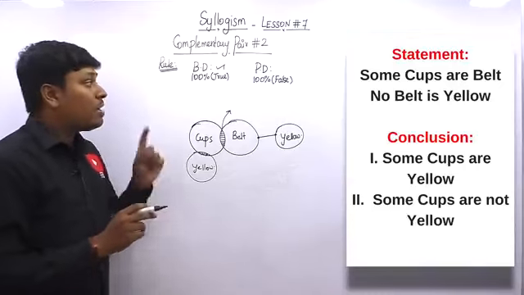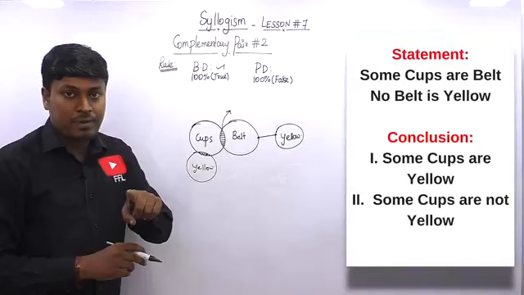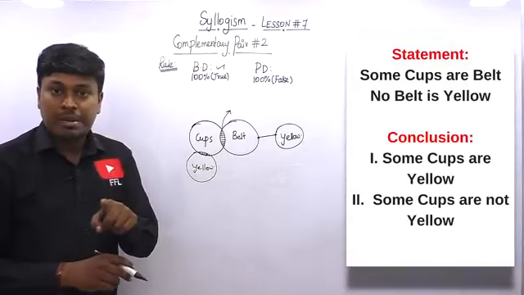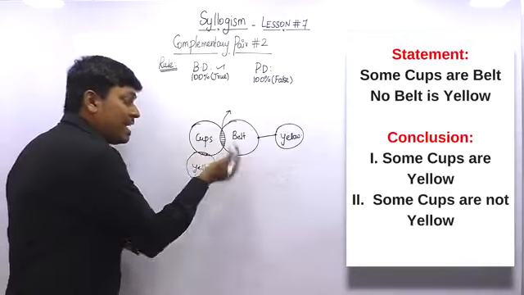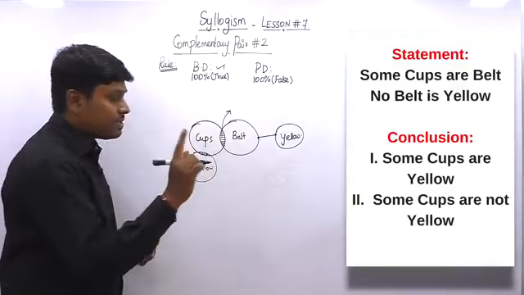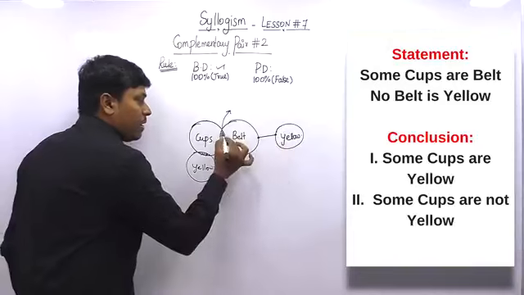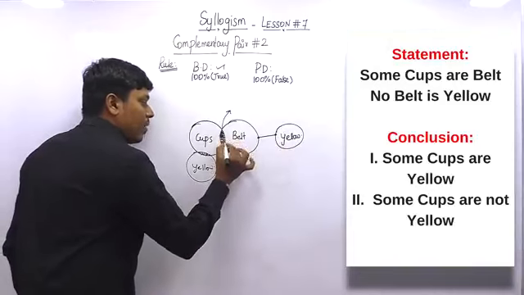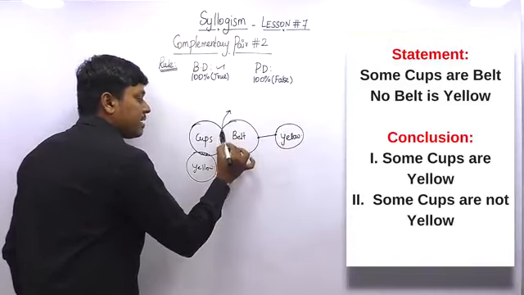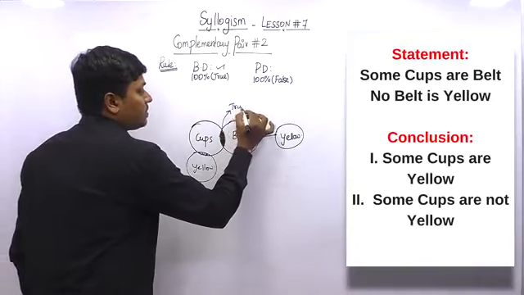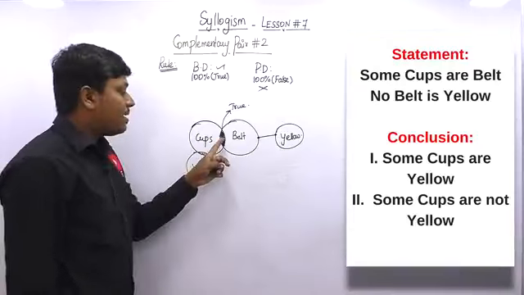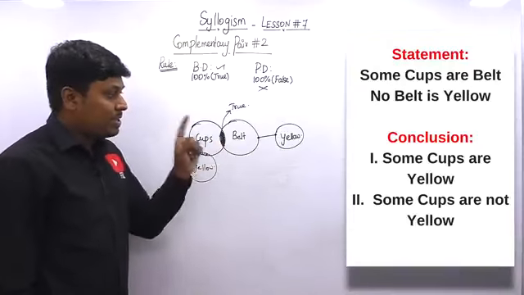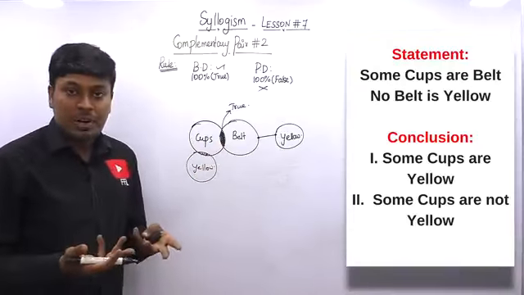So what I have told you is, if it is 100% false, then only you should say it's a complementary pair. But in this case, it is not 100% false. Even if 99% it is false, 1% it is true. Some cups are not yellow: in all the possible cases, this region will be true. So we can say that this does not follow the complementary pair, because this region is always true. So the answer for this question is that it does not follow a complementary pair.